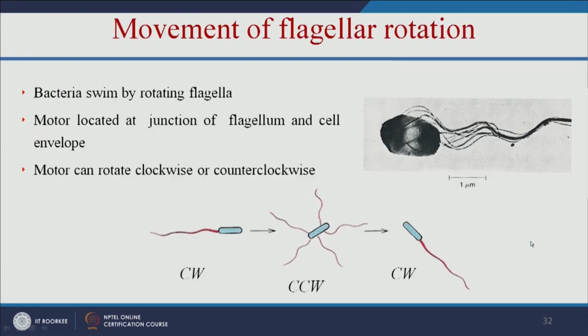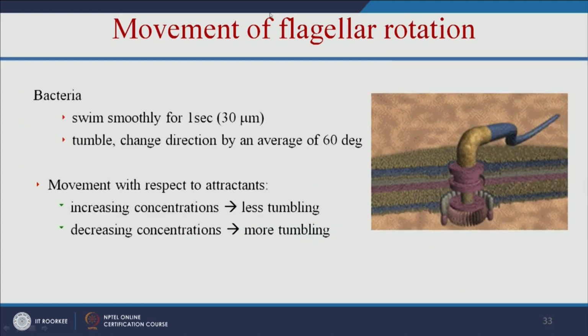solution. Bacteria swim by rotating the flagella, and the motor is located at the junction of the flagellum, and this motor can rotate clockwise as well as counterclockwise. This bacteria swims smoothly for 1 second and it changes direction by an average of 60 degrees. So movement is with respect to the attractants. If we have increasing concentration, there will be less tumbling, and if we have decreasing concentration, there will be more tumbling. You can see here the bacterial flagella is like a kind of nano machine or nano motor.